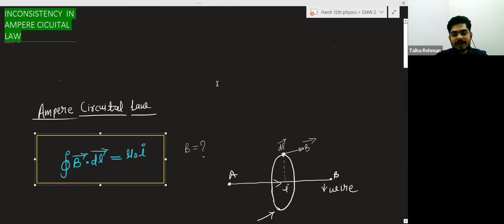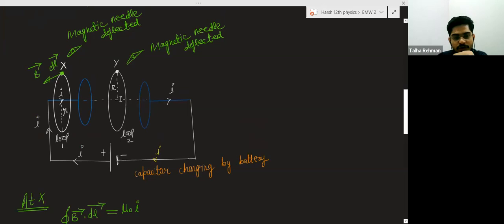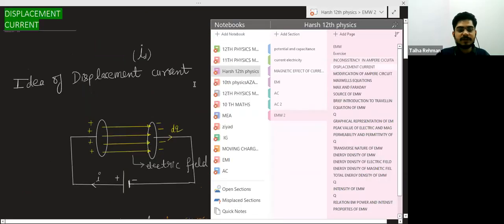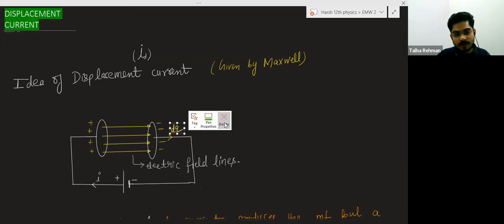So now you can ask me, sir, there is no current here, then how can you say there will be a magnetic field? This can be the next question. The answer to this question you will get from the concept of the displacement current.